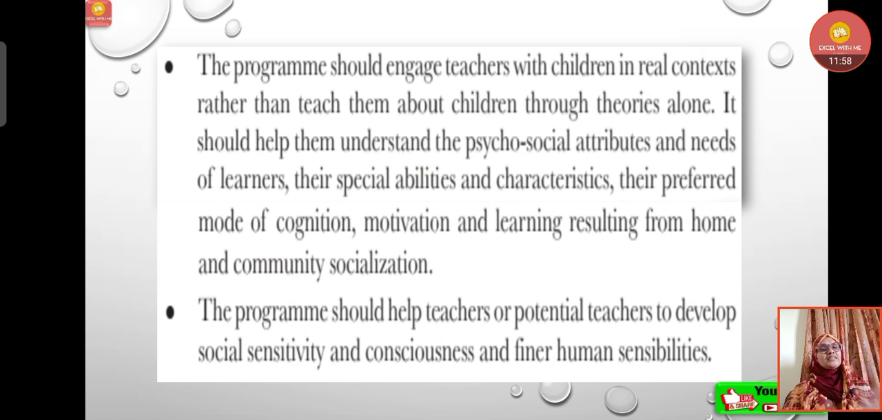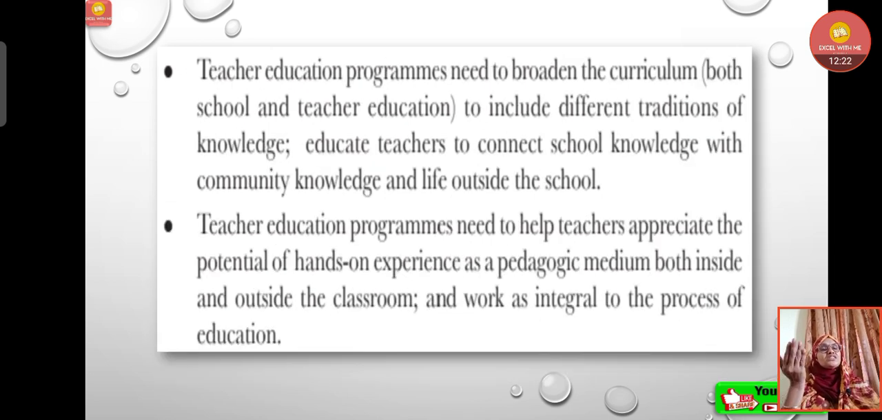That is, they can take them to the museums or any other places where they can learn, connecting the psychosocial attributes and needs of learners should be the focus. And another one is the program should help teachers or potential teachers to develop social sensitivity and consciousness and finer human sensibilities. That is, they are making the future citizens. Sensitizing the students is very important so that they can conserve the national heritages and even the environment.